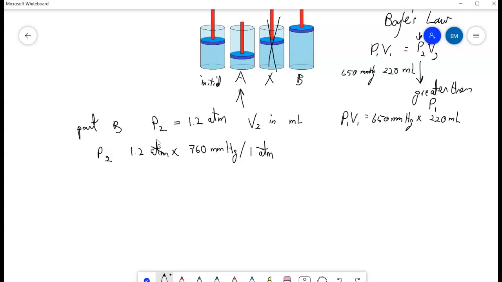I have a solar powered calculator and I think the battery's gone, so it takes a while for this thing to come up. Here we go. 1.2 times 760, I get 912 millimeters.